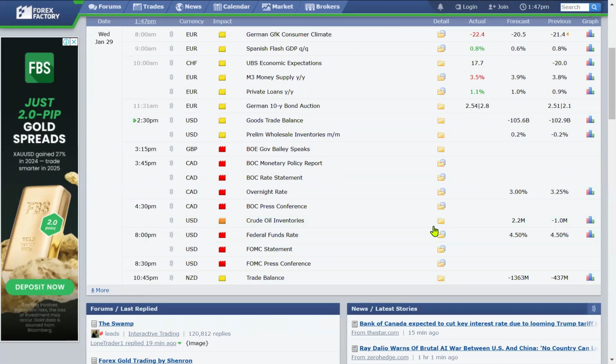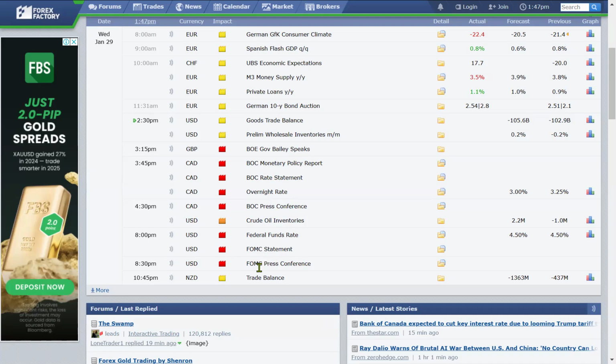Is that correct? Right here, we have the FOMC coming up by 8 p.m. GMT +1. This is relatively around, I think, somewhere around 2 to 3 p.m. New York Standard Time. So it's around 8 p.m. GMT +1.